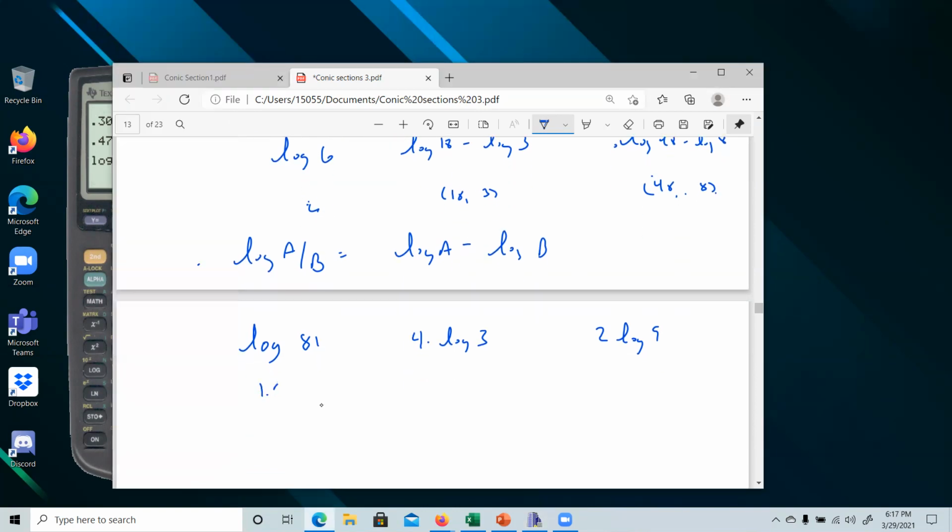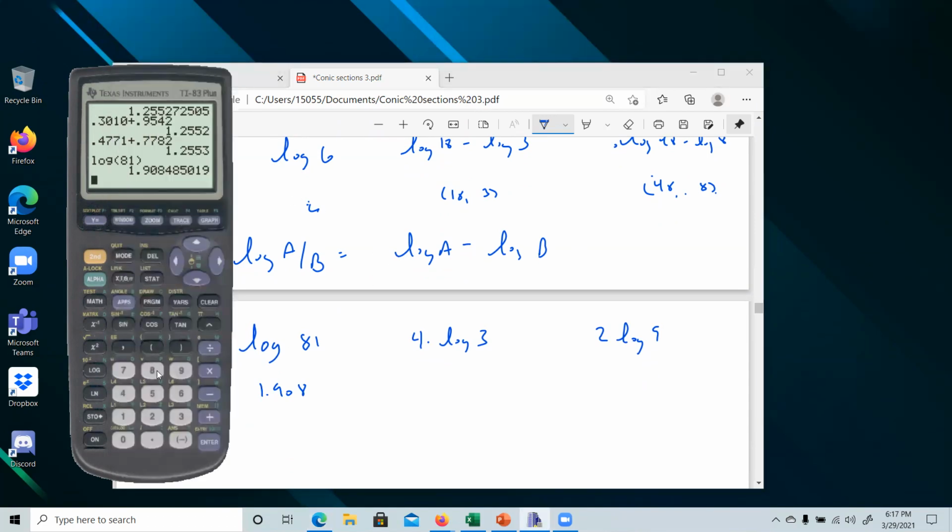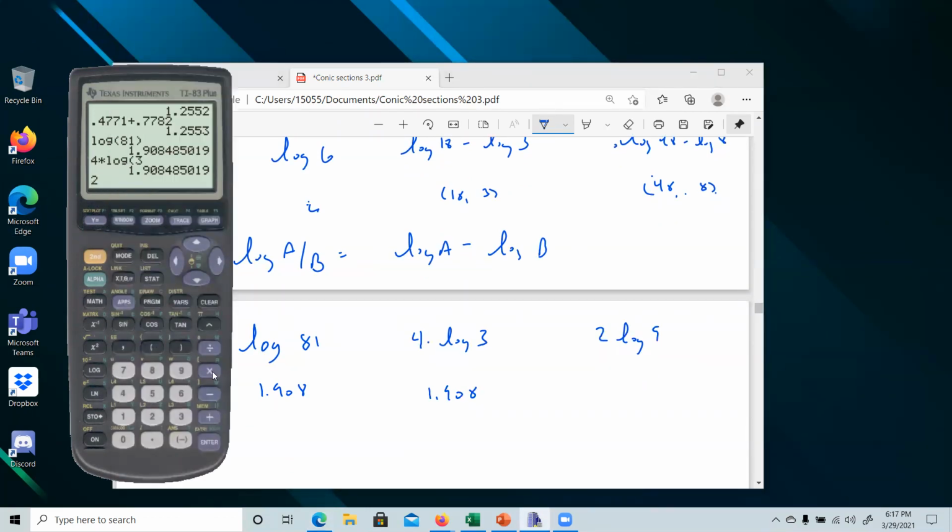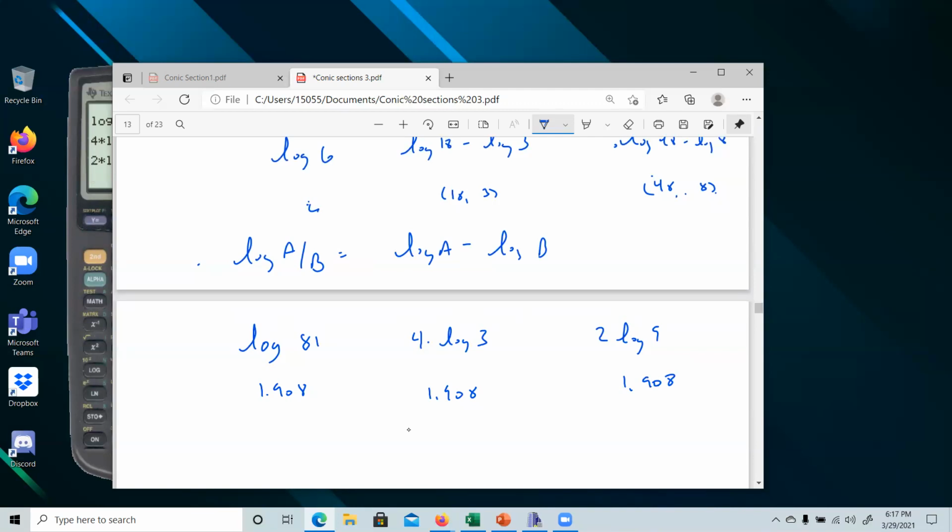1.908. Okay. Log of 3, or log 4 times log of 3 rather. Okay, 1.908. This is looking a little suspicious here. Picking up on something. Hey, wait a minute. These are all the same.